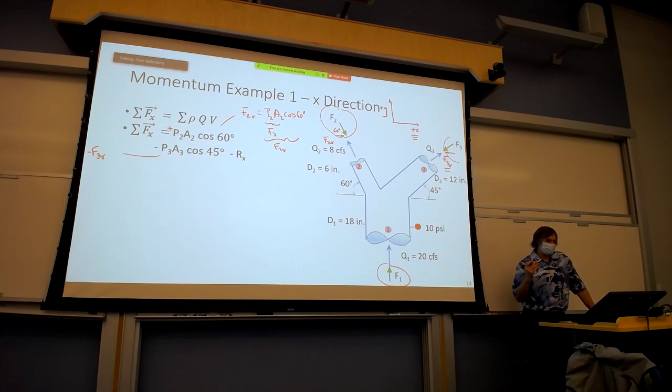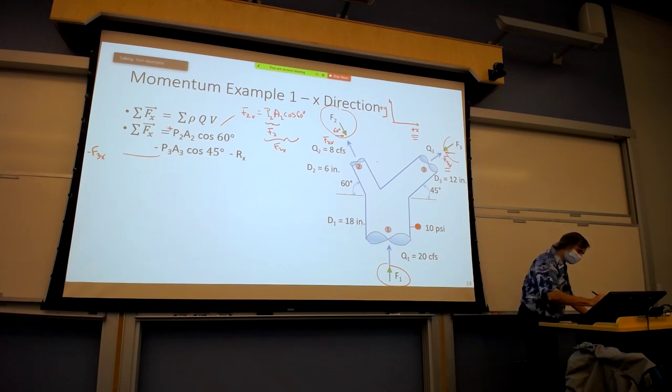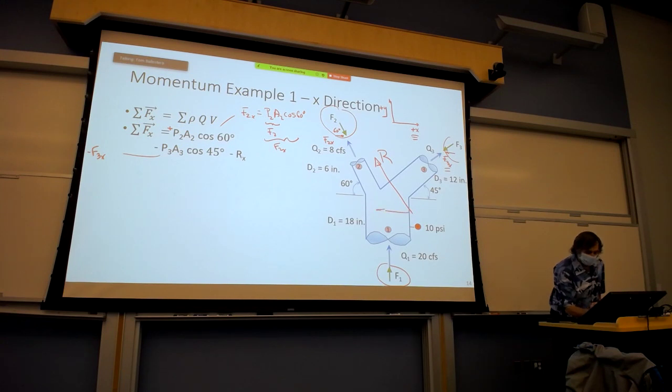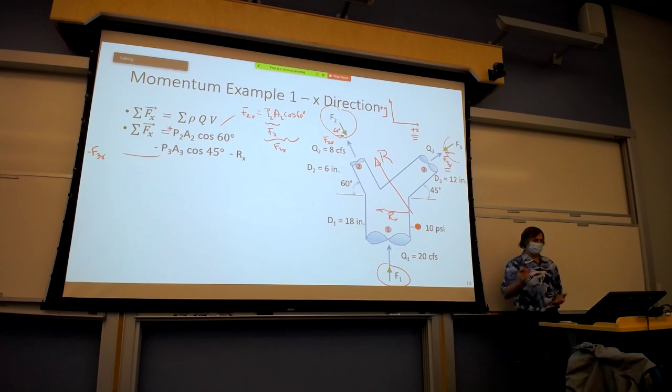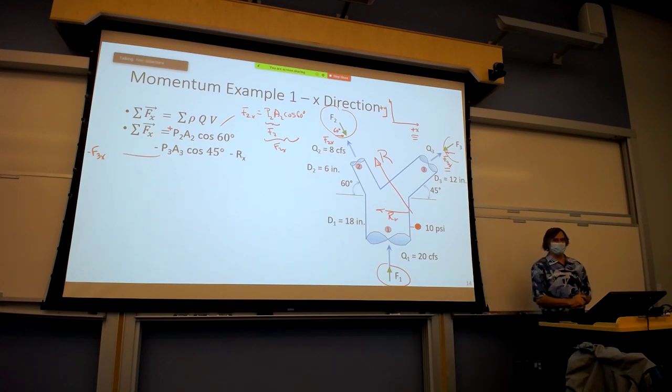And again, F3x is F3 times its component in the x direction. So that's P3A3 cosine 45 degrees. And then the only other force that has an x component, we assumed this was R, and so this is Rx for that assumption. And that Rx is in the negative x direction. Any questions on that? All those forces and all those signs?